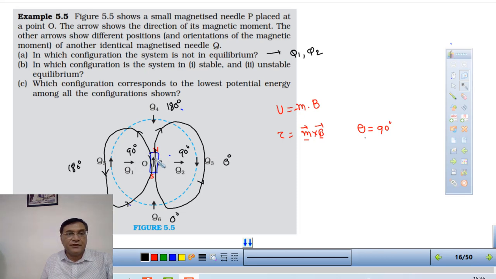You are given this figure. Here is one magnetic dipole. Another identical dipole is placed at different positions. This is Q1, Q2, Q3, Q4, Q5 and Q6. There is a question: in which configuration is the system not in equilibrium?